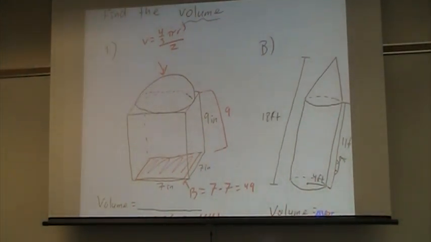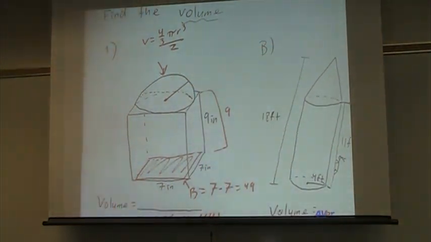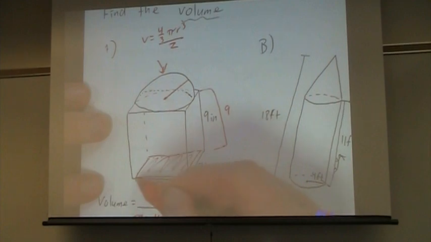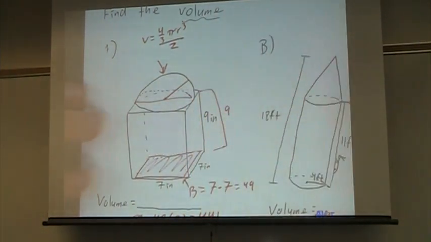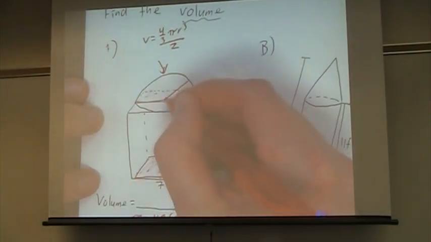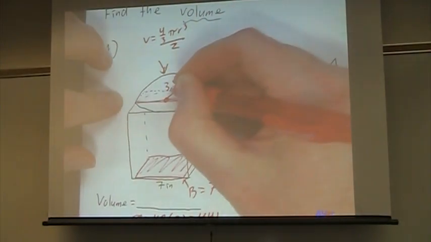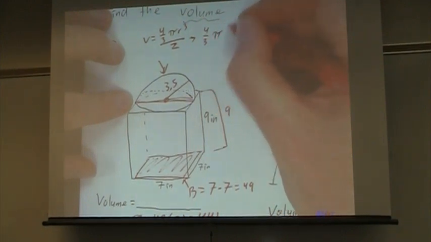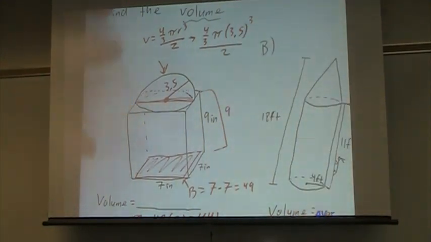Well, what's my radius? That's the only thing I need for a sphere or a hemisphere. It doesn't give it to me, but wait. Down here is 7, yeah? So up here is also 7, which means this diameter is also 7. And if the diameter is 7, cut it in half. That means the radius would be 3.5. So this guy becomes 4/3 times pi times 3.5 cubed, all divided by 2.